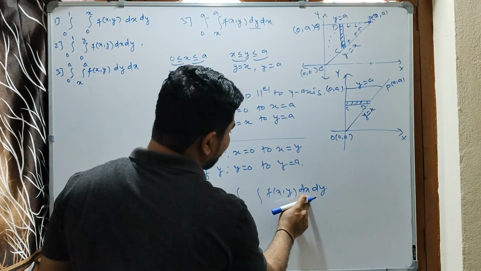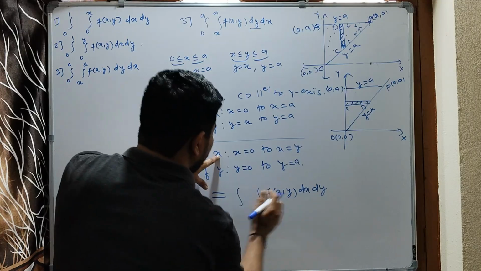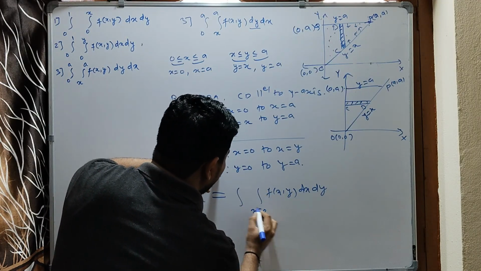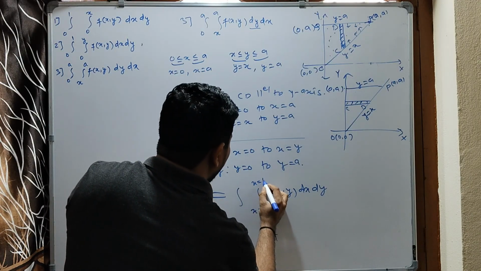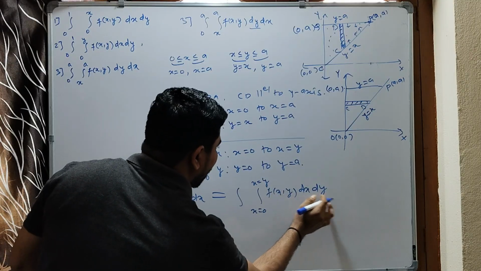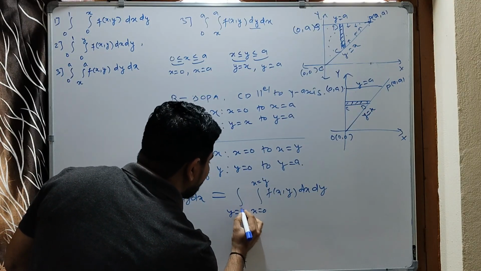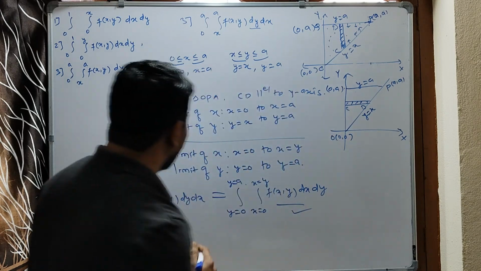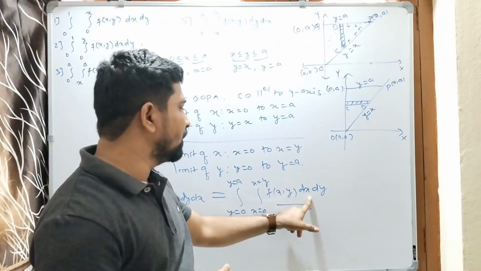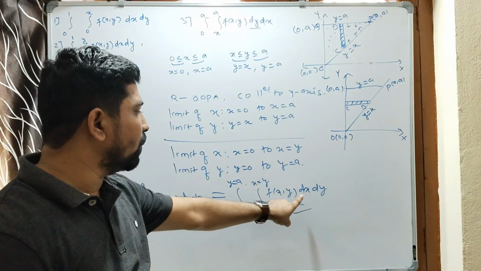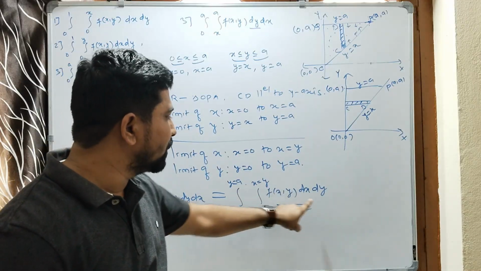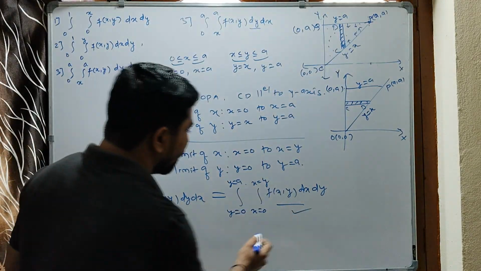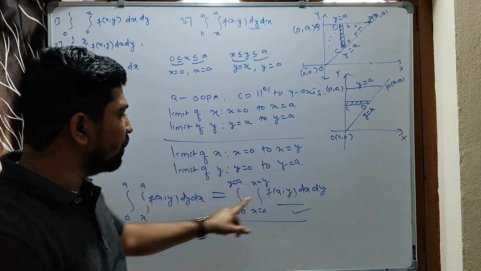If you are integrating first with respect to x, write the limits of x: x equal to 0 to x equal to y, and then the limits of y: y equal to 0 to y equal to a. So this is the way to change the order from dy dx to dx dy, and these are the limits with respect to x and these are the limits with respect to y.